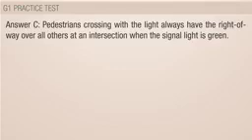Answer C. Pedestrians crossing with the light always have the right of way over all others at an intersection when the signal light is green.